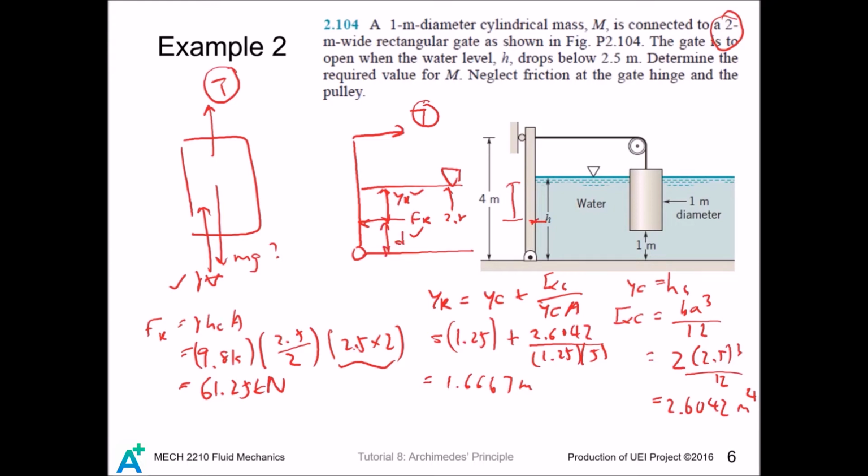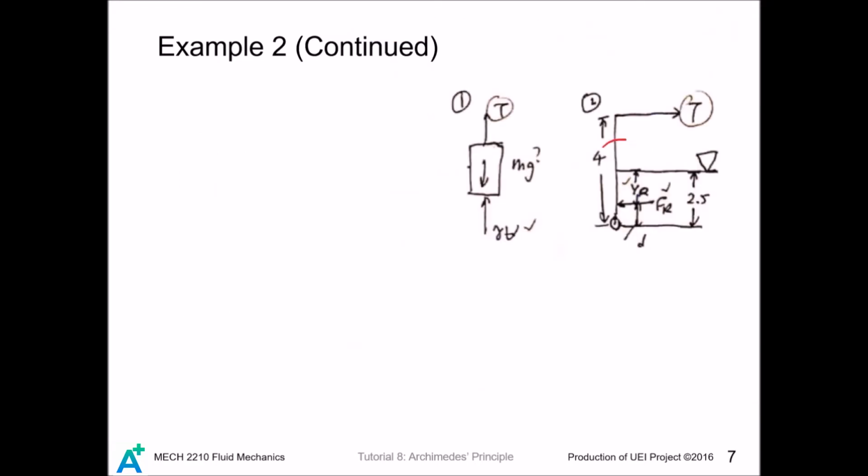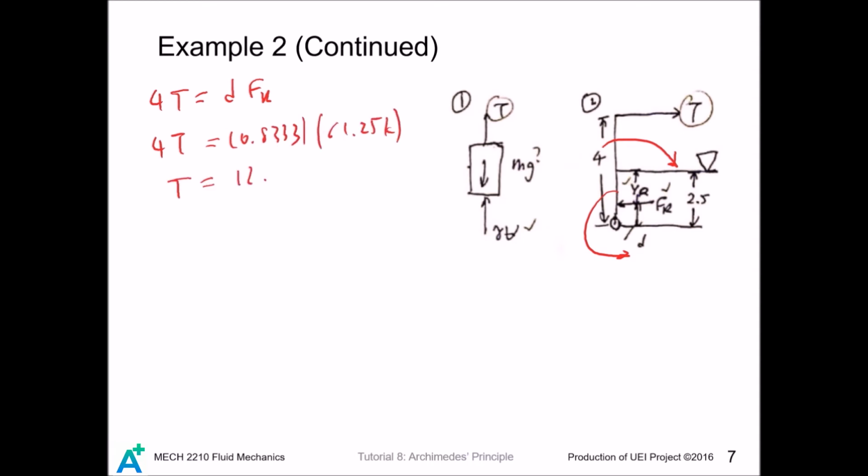And we find the moment arm to be d equals H minus YR, and that is 2.5 minus 1.6667, and that is 0.83333 meter. And by moment balance, we have the tension here going clockwise, and this goes anti-clockwise. So we have 4T equals d FR. And we substitute in the values. So we get T equals 12.76 kN. But we haven't determined this force, so we now determine this force.